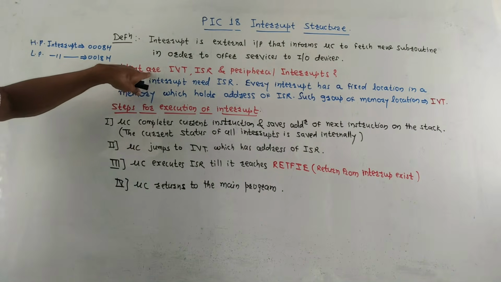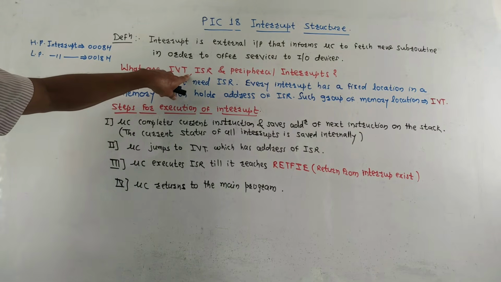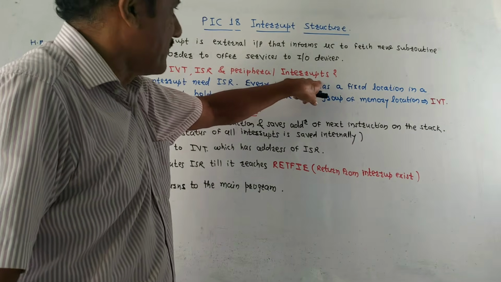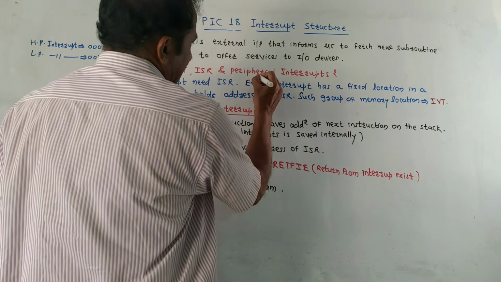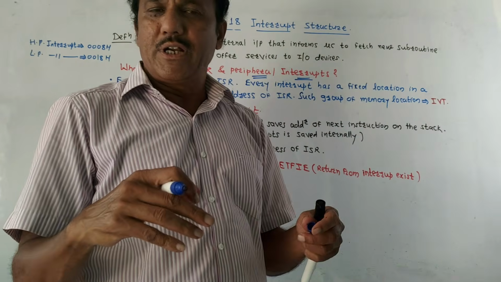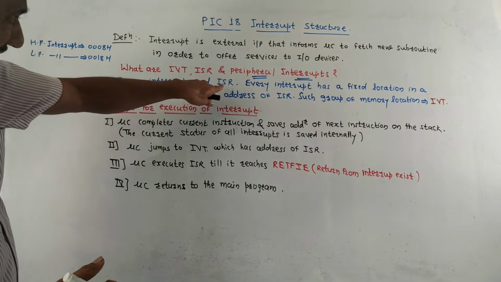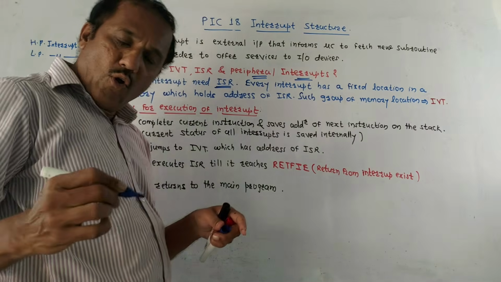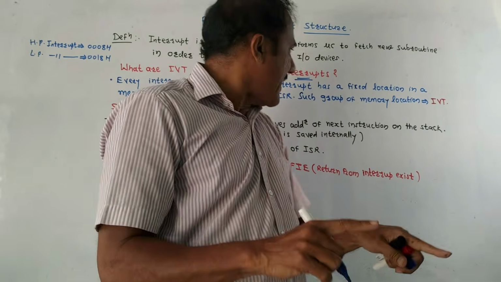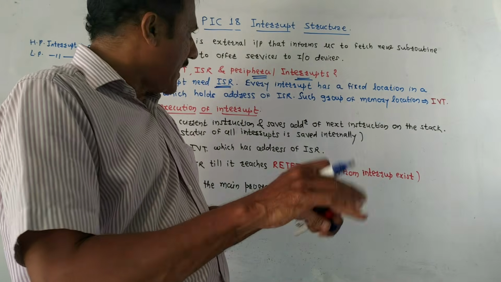Then let us discuss the question, what are IVT? IVT is basically interrupt vector table, then ISR interrupt service routine and peripheral interrupts. ये जो term है peripheral interrupts, this thing is the interrupts generated from peripheral devices like input output devices or ADCs and so on. Every interrupt basically needs ISR, that is called as interrupt service routine. Every interrupt has a fixed location in the memory that holds the address of that particular ISR.